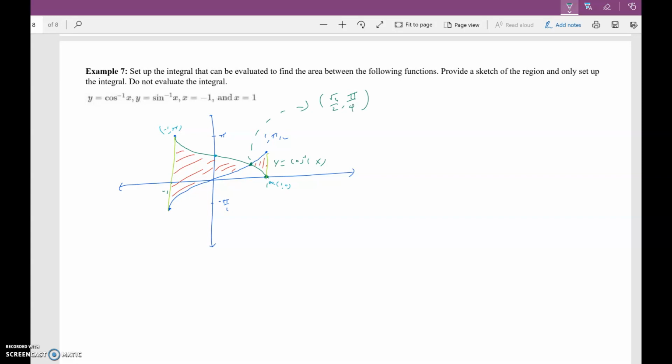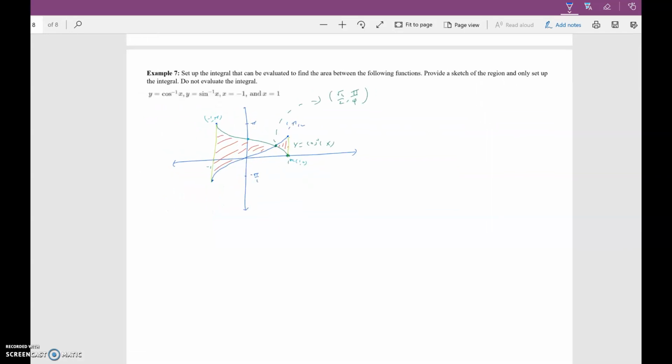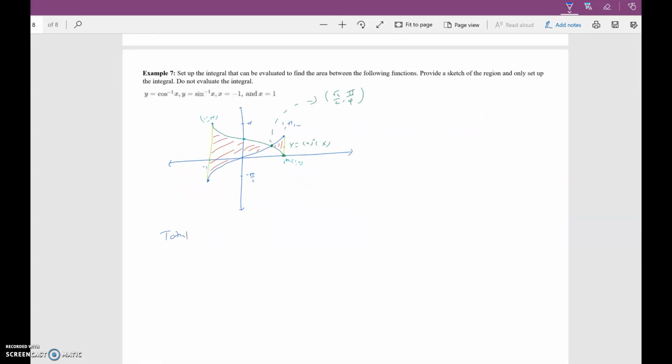Okay, so let me set up the integral for the total area. Total area is going to be equal to the following integral. Let me label it number 1. Our first integral is going to be from -1 to this x value, the square root of 2 over 2. The function that goes above it is the cosine inverse of x minus the sine inverse of x with respect to x.